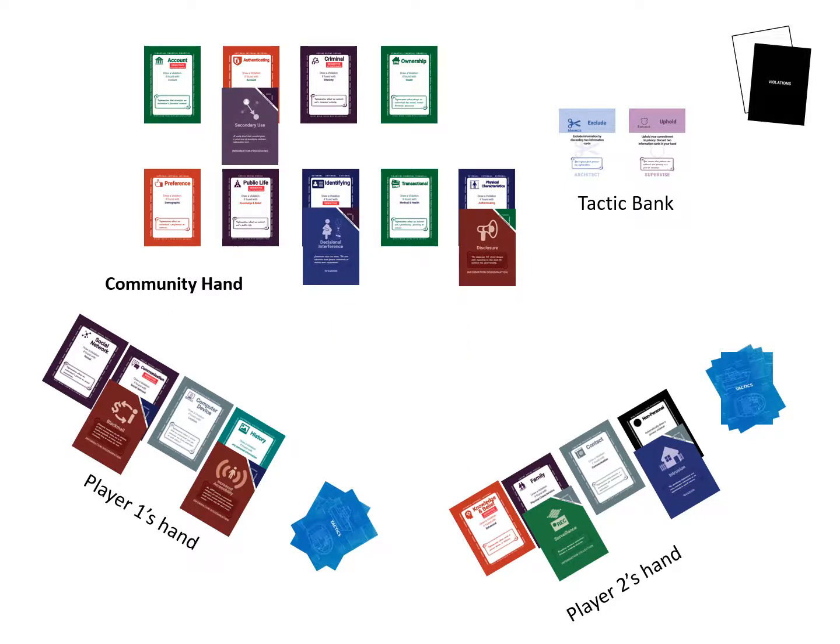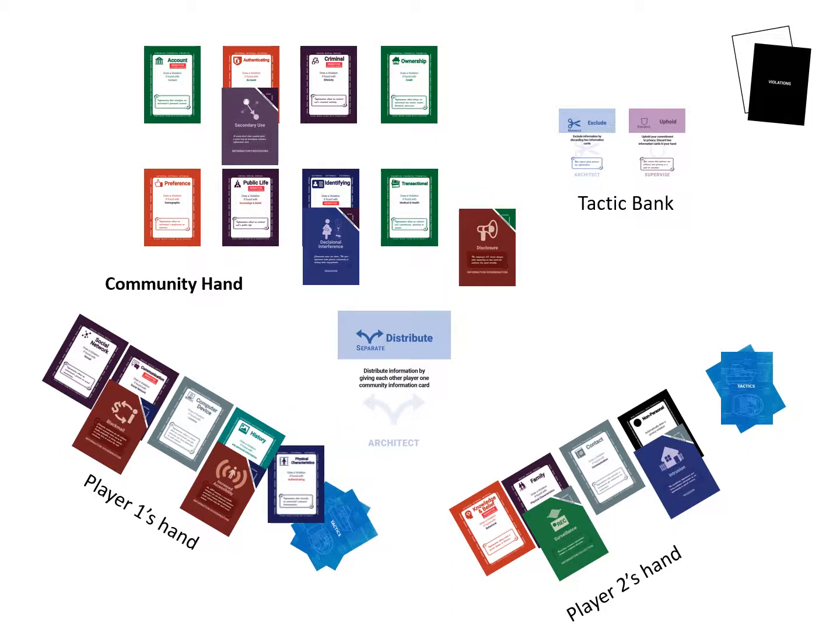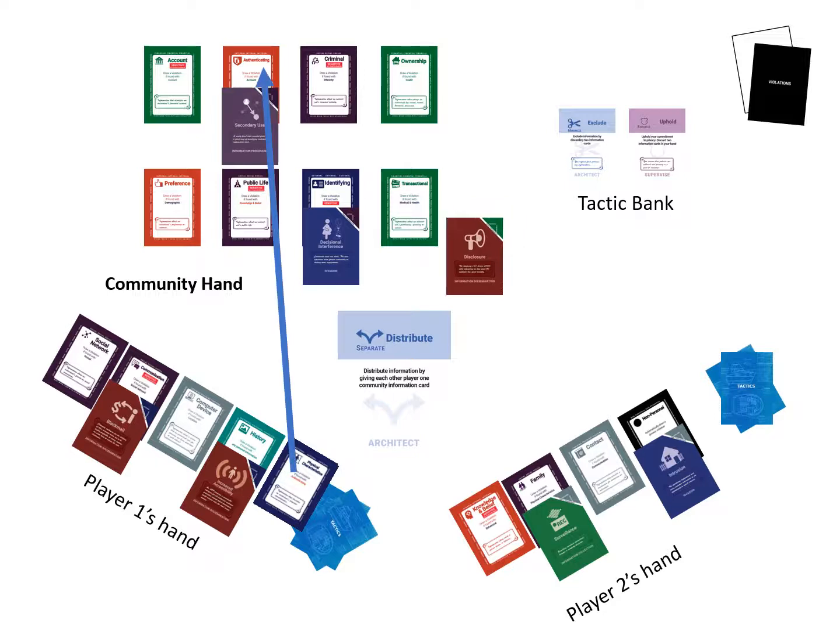It's now player 2's turn. Player 2 plays the distribute tactic. Distribute information by giving each other player one community information card. Player 2 has decided to distribute physical characteristics to player 1. Now notice physical characteristics is risky when found with authenticating, which is in the community hand. Because player 1 still has access to the community card, the violation that was associated with physical characteristics follows that card.